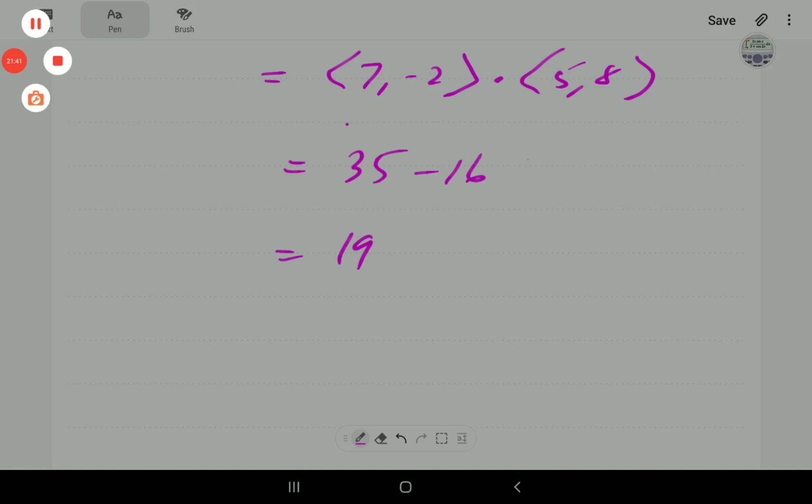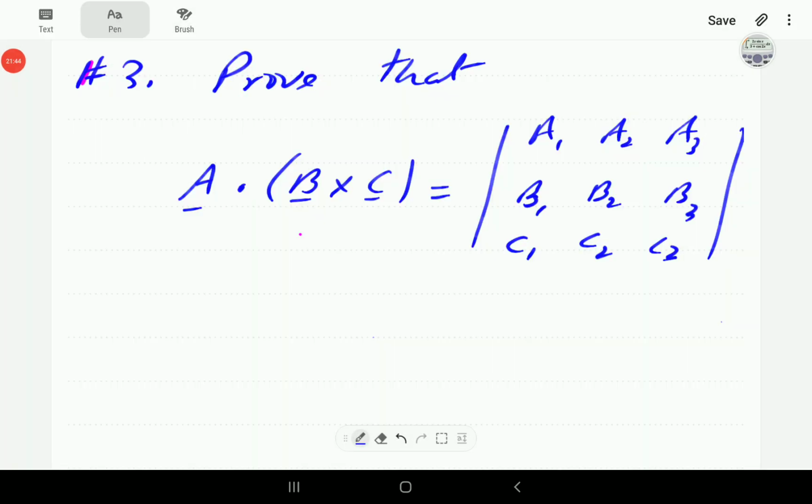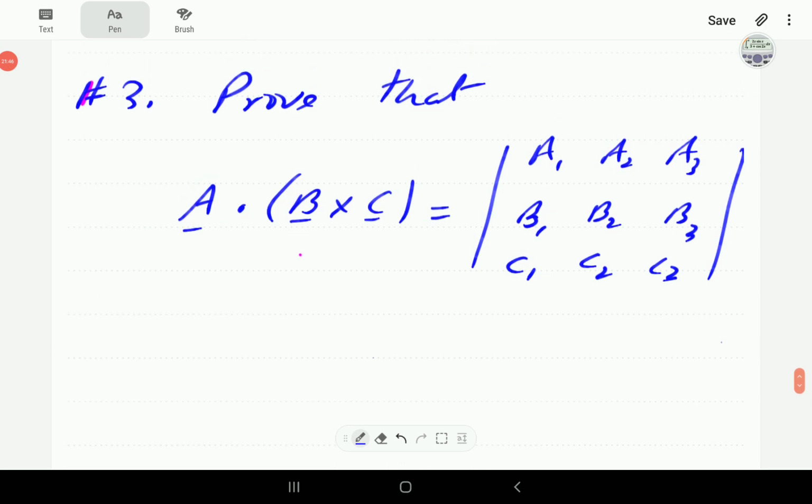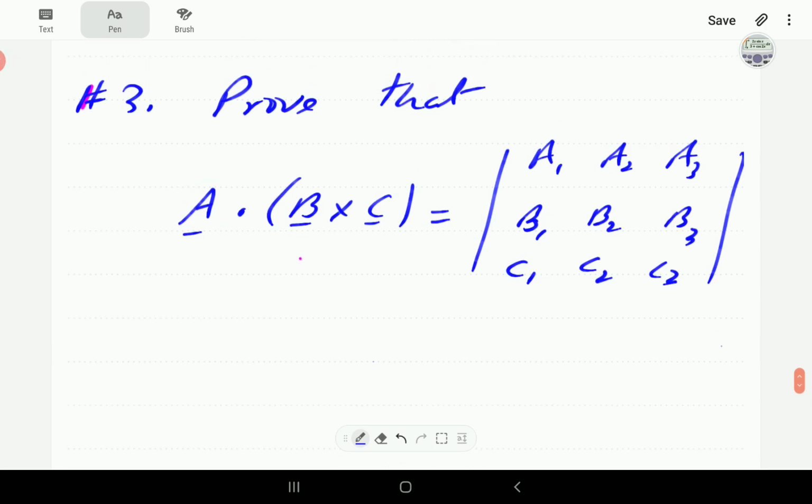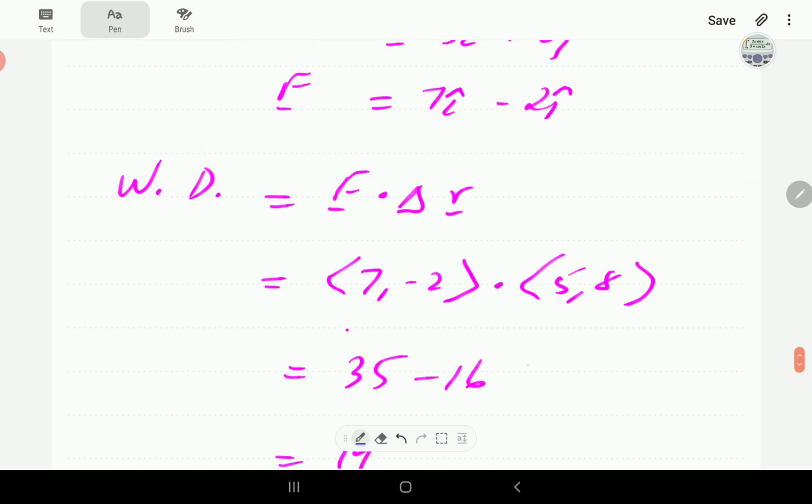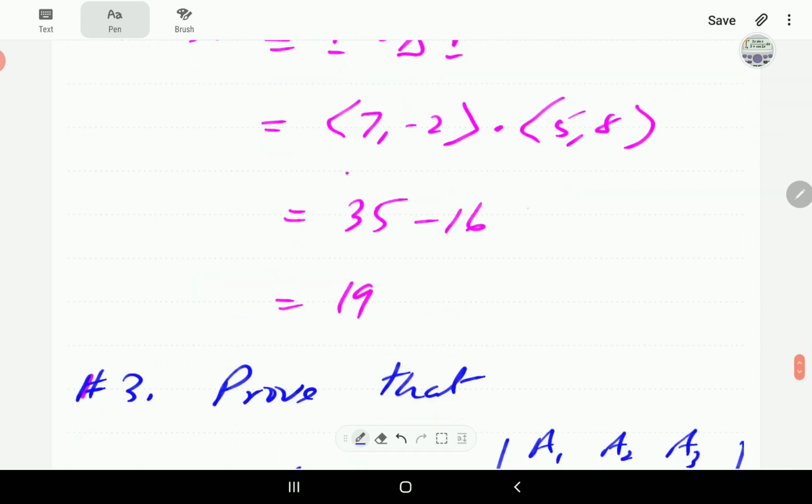One more example. Alright, in this example we want to prove an identity that was stated earlier, that this scalar triple product is equal to this determinant here. So what we need to do here is to work on the left hand side, find whatsoever we find, work on the right hand side, and then show that the two sides are equal.